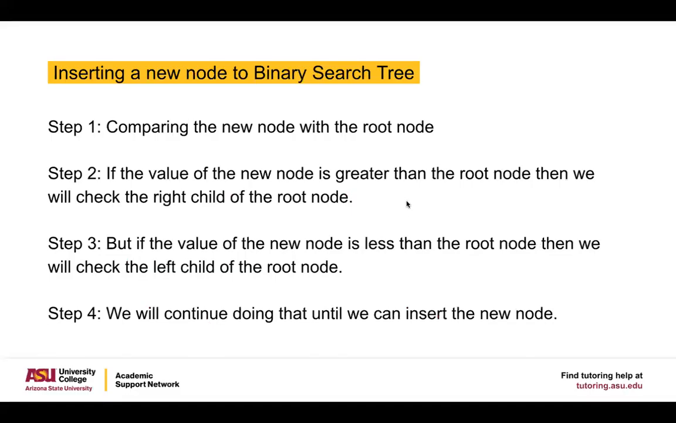So here are the steps to insert a new node to a binary search tree. First, we'll compare the new node with the root node. Then we'll check the value of the new node. If it's greater than the root node, then we'll check the right child of the root node. But if the value is less than the root node, then we'll check the left child of the root node. And we'll continue doing that until we can insert a new node.